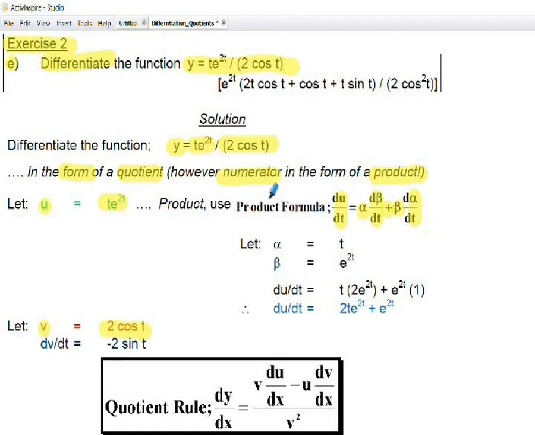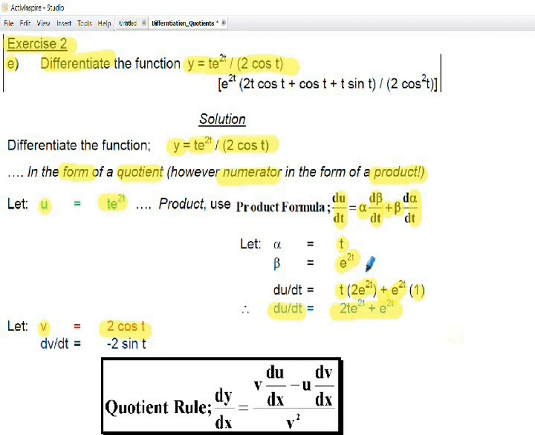So in this case I've made my alpha t and my beta e to the 2t. I'm just really using the product rule here. Conventionally it would be u times the differential of v plus v times the differential of u. So I end up with my du by dt, which has been derived from the product formula, as 2t e to the 2t plus e to the 2t.